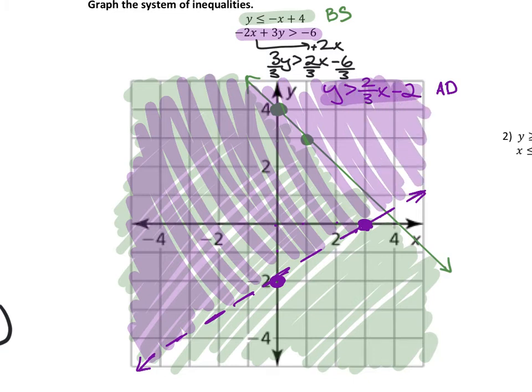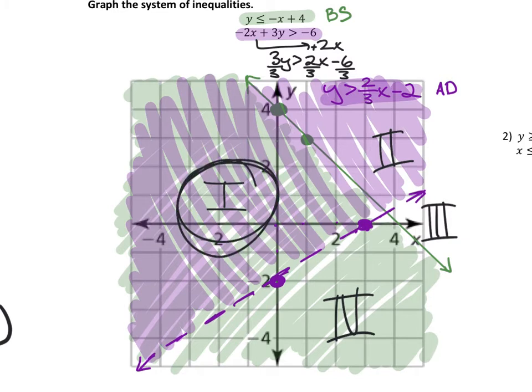Now, there are 4 regions created, but only one of the regions contains my solution set. Is it going to be region number 1, region number 2, region number 3, or region number 4? Which one has my solution set? Yeah, region number 1 is my solution set because it's where the colors overlap. It is the super shade. Those coordinate values there would make the x and y true in both equations because it's in both shaded regions.